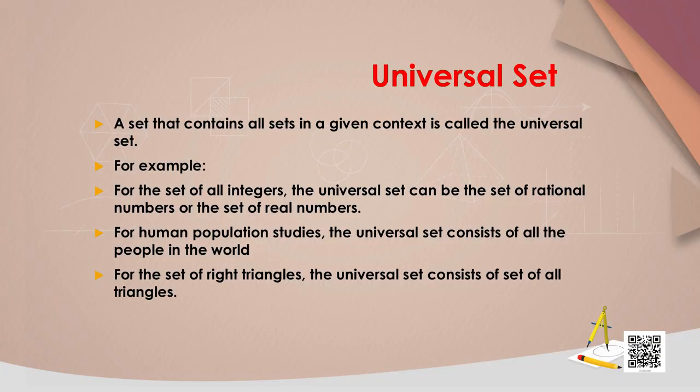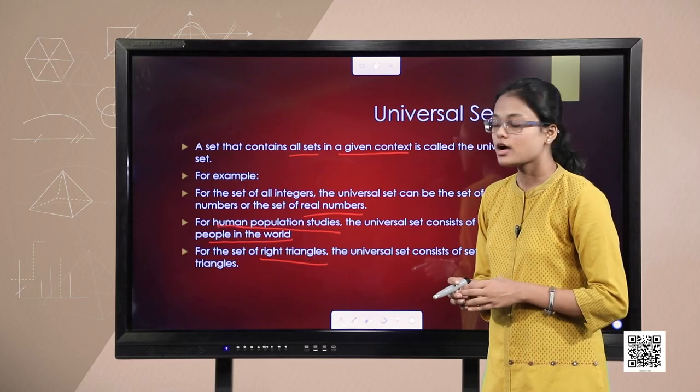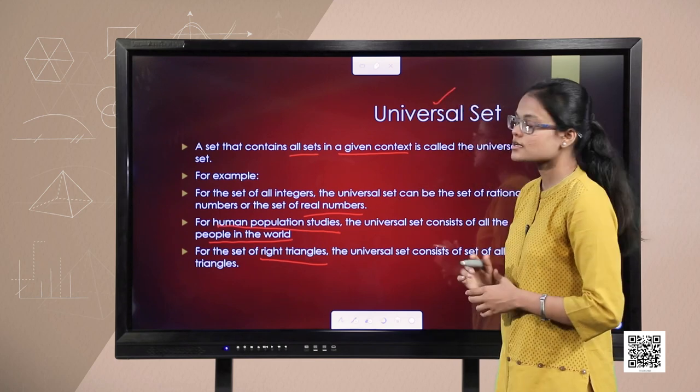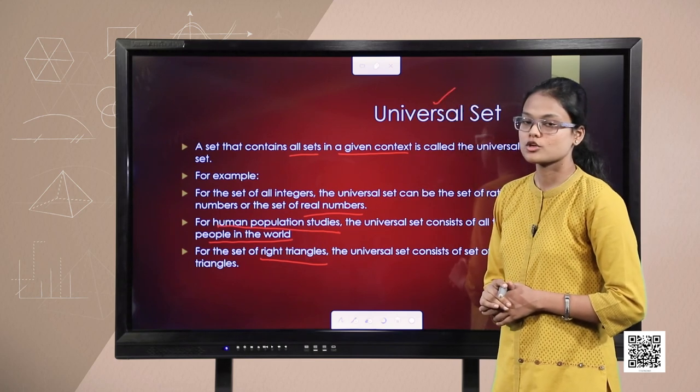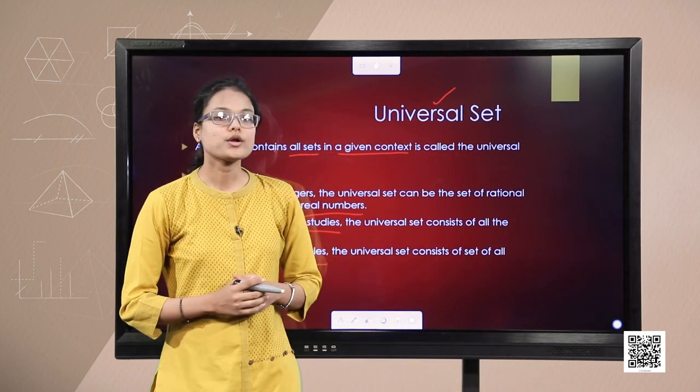Next example, for human population studies, the universal set consists of people in the world. Last example, for the set of right triangles, the universal set can be the set of all triangles. Students, hope you have understood what a universal set is. So, let us quickly recapitulate what we have studied today.